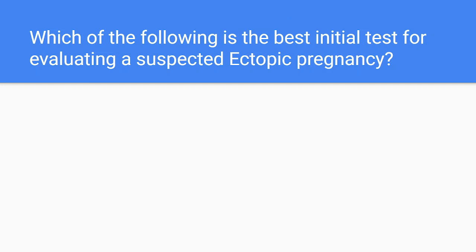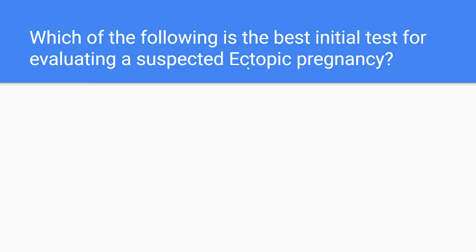Today let us start the new topic. Which of the following is the best initial test for evaluating a suspected ectopic pregnancy? First of all, do you people have any idea about this ectopic pregnancy? So, ectopic pregnancy means what?